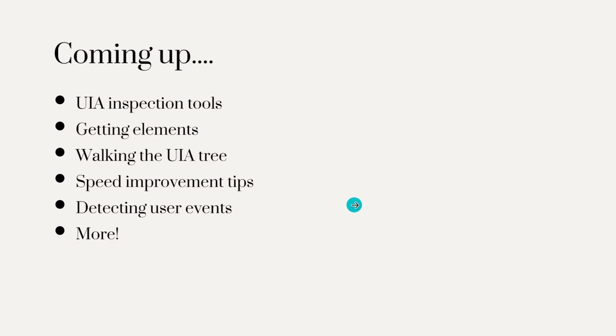In the next videos in this course, we'll be taking a look at all the different UIA inspection tools, how to get access to the user interface elements, how to interact with them, how to move around in the UIA tree, and we'll be taking a look at what the tree is in the first place. We'll be taking a look at some speed improvement tips, how to detect user events, and much more.